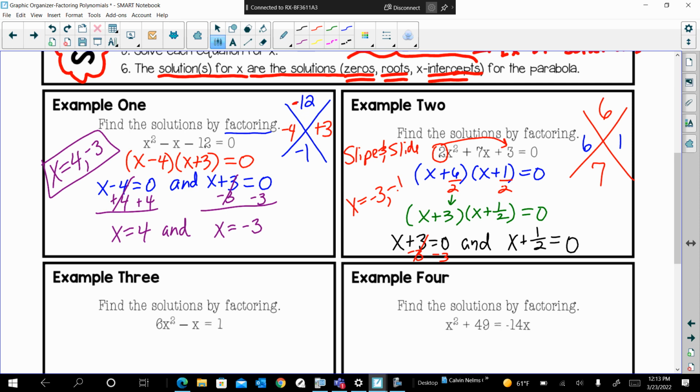Yeah, minus 1/2. Because this said plus half, right? So you just have to do the opposite of what's in your parentheses to get to the solution. That is one of the shortcuts, is just do the opposite to get to the solution. Because that's what's most important here, okay?